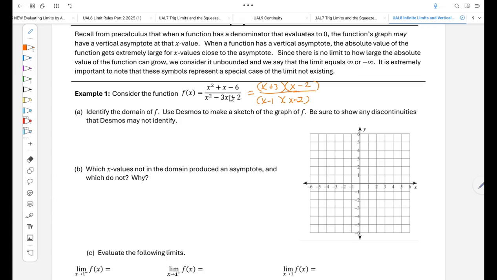Right. Letter A. What is the domain of f? Let's start there. So really when you're working with a rational function, which is these guys' names, identifying the domain is really just saying which numbers don't work. So what numbers am I not allowed to plug into f of x?